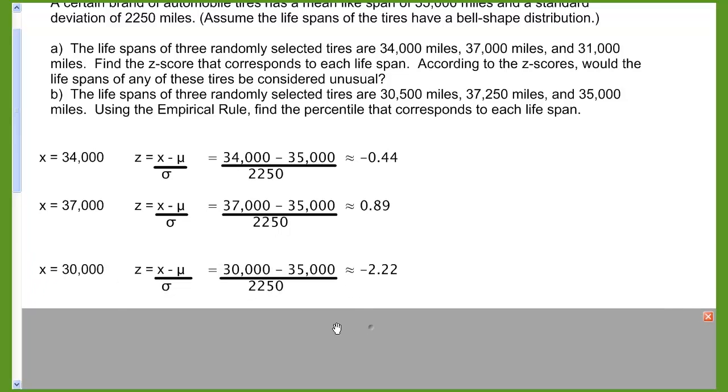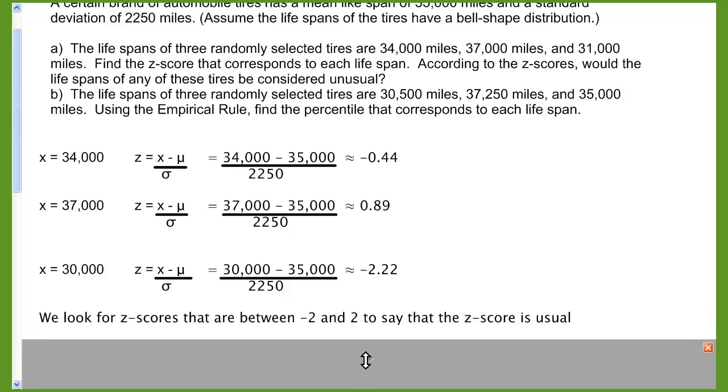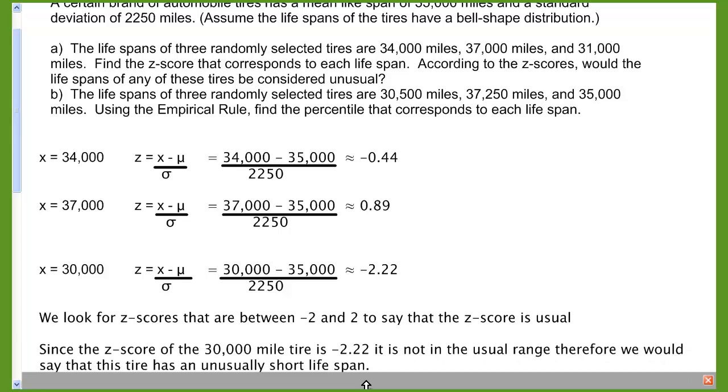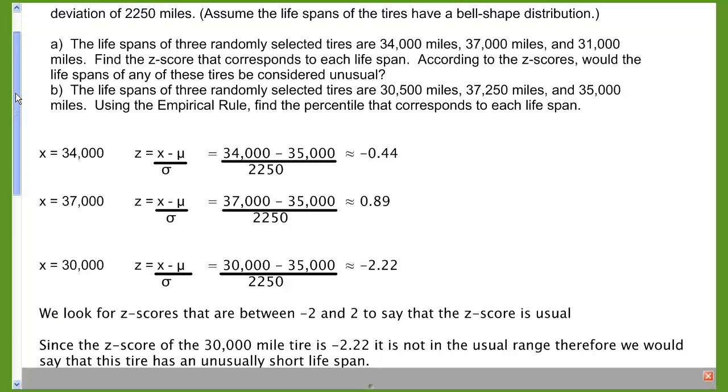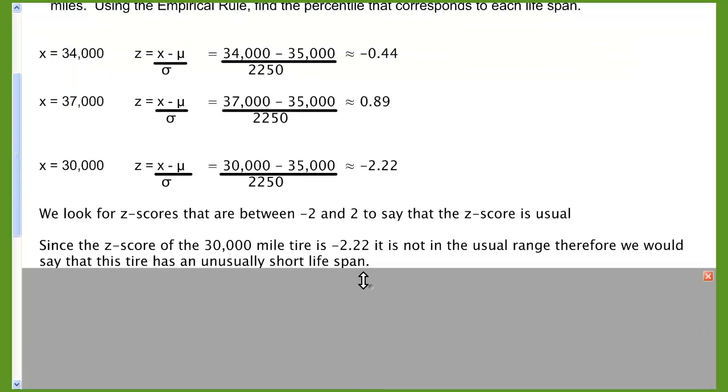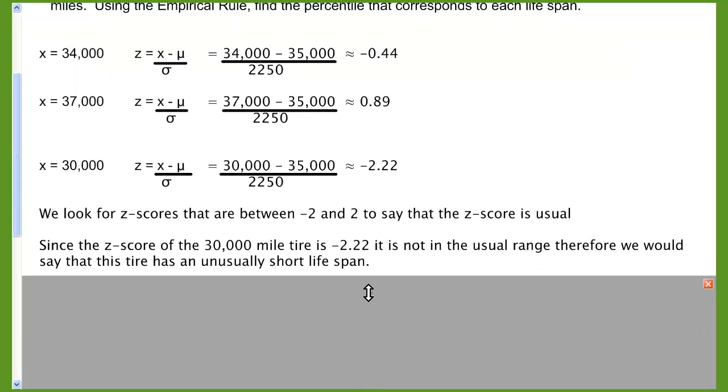Next, we're going to look at one that is unusual. It comes out to be -2.22. This was a 30,000 mile tire, so we subtract the mean from that and divide by the standard deviation, and that tire is unusual. We look at the z-scores between -2 and 2 to say that a z-score is usual, and I know that this z-score is not usual, so that tire has an unusually short lifespan.